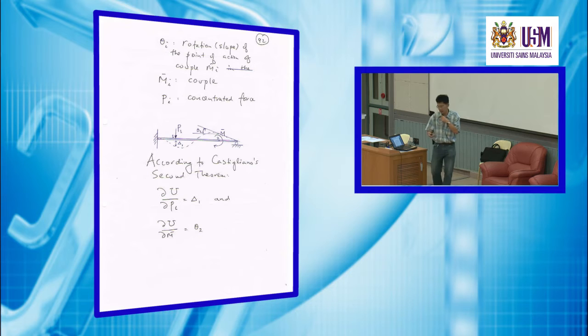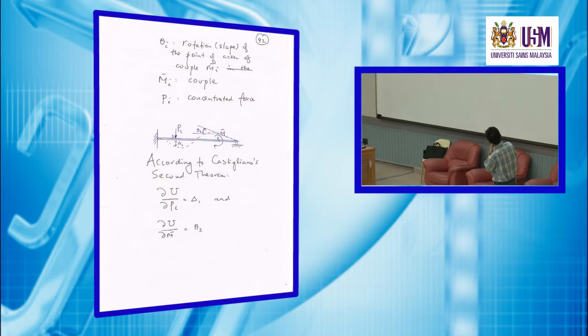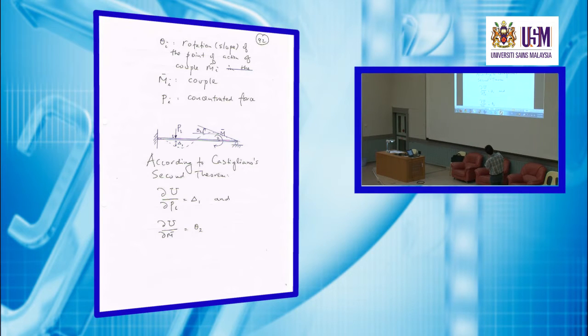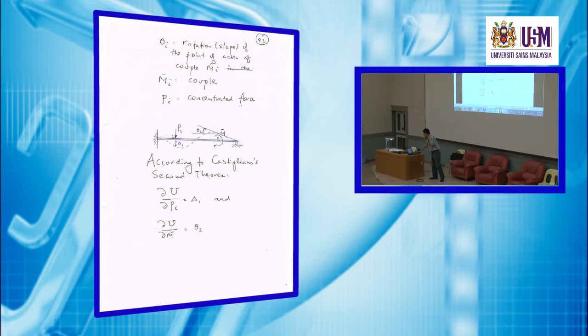For example, looking at this beam, this is a propped cantilever, with a fixed support and a roller support here. If you want to find deflection delta 1 at point 1 in the vertical direction, that is in the direction of this force P1, delta 1 is del U del P1. If you want to find rotation at point 2, where there is a moment M bar applied here, theta 2 is del U del M bar. So this is what we have, using Castigliano's second theorem to solve this.